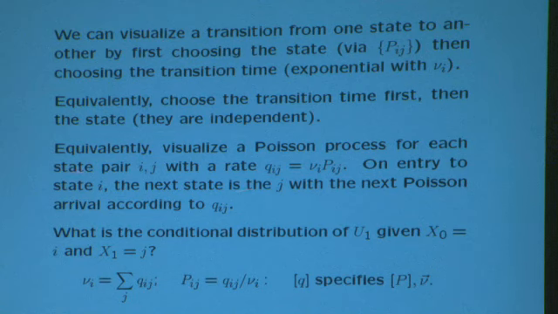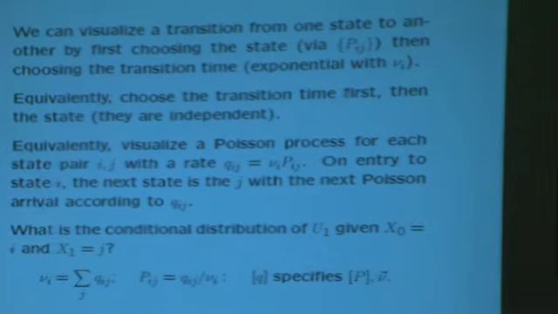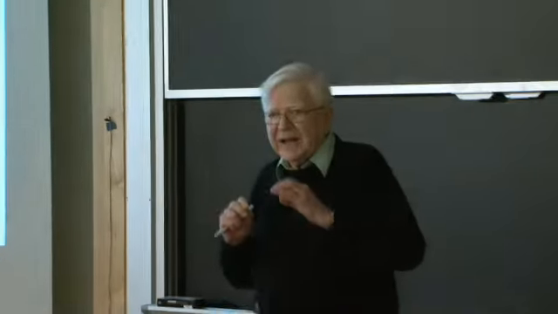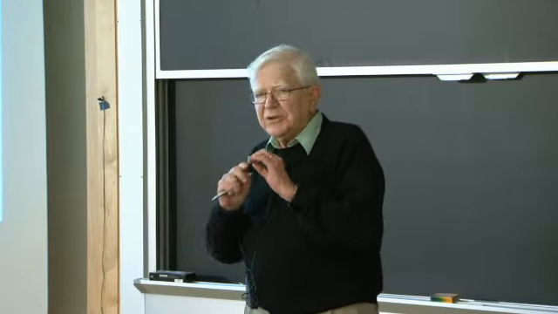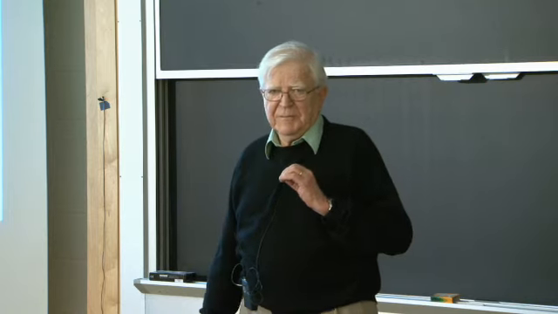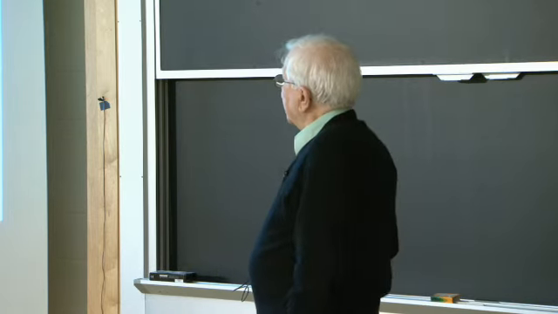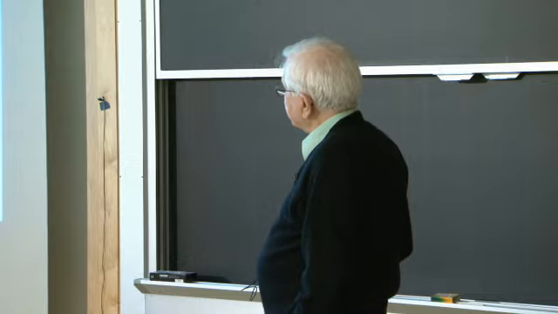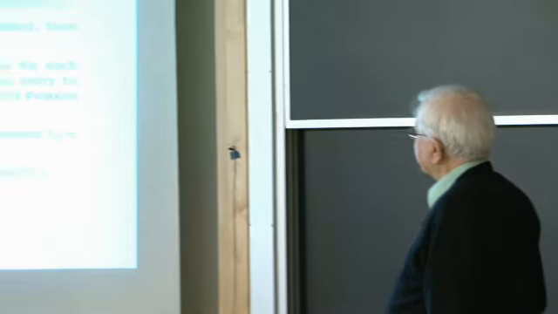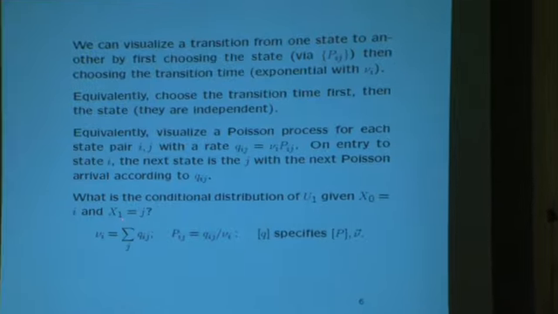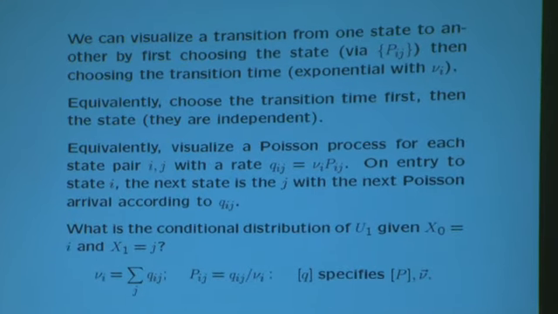When the entry to state i, the next state is j with the next Poisson arrival according to q sub ij. So all these Poisson processes are waiting to have an arrival come out. They have a race, one of them wins, and you go off to that state. Okay, question. What's the conditional distribution of u1 given that x0 equals i and x1 equals j?